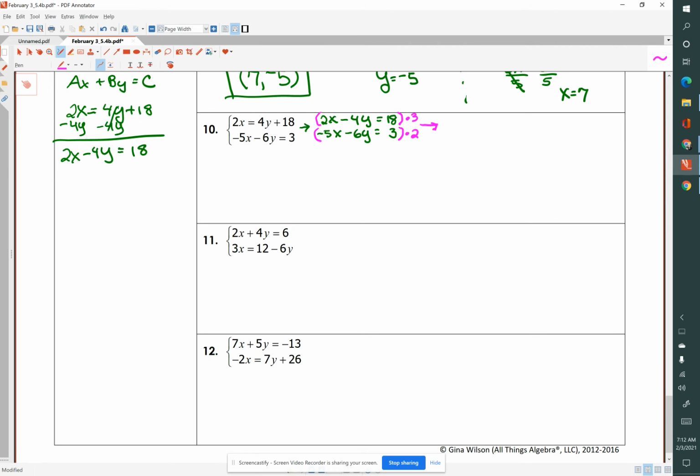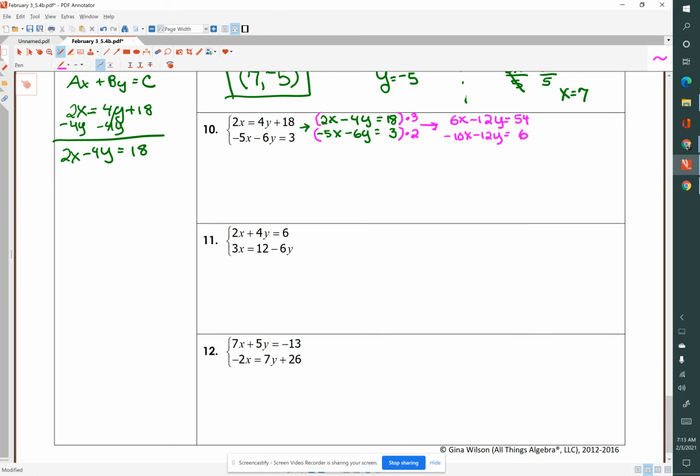So it takes a little preparation here before you can solve this problem. So 3 times 2x is 6x. 3 times negative 4y is negative 12y. And 3 times 18 is 54. 2 times negative 5x is negative 10x. 2 times negative 6y is negative 12y. 2 times 3 is 6.